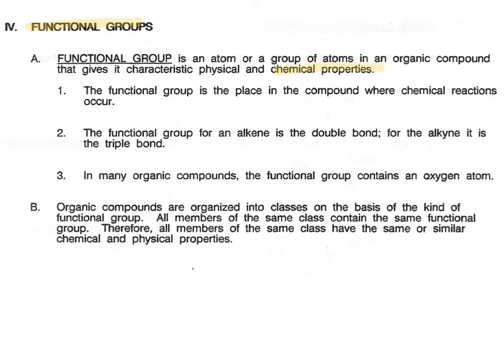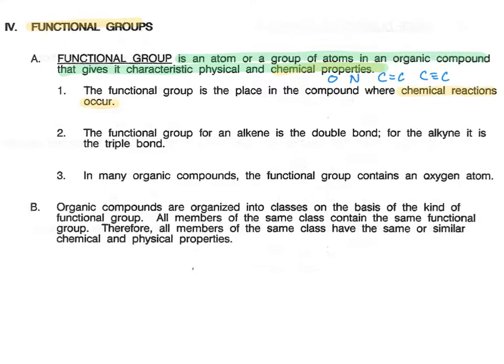A functional group is an atom or a group of atoms in an organic compound that give it its characteristic physical and chemical properties. These are things like oxygens, nitrogens, double bonds, triple bonds. Anything like that is part of a functional group. The functional group is the place in the compound where chemical reactions occur.